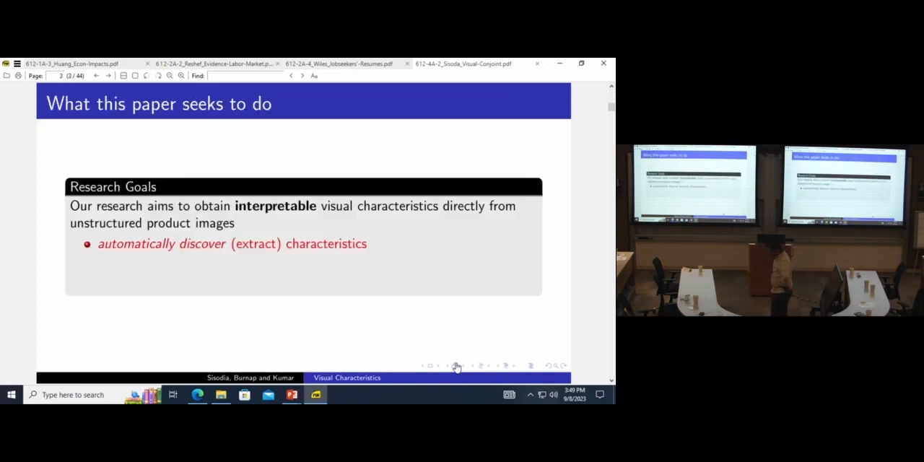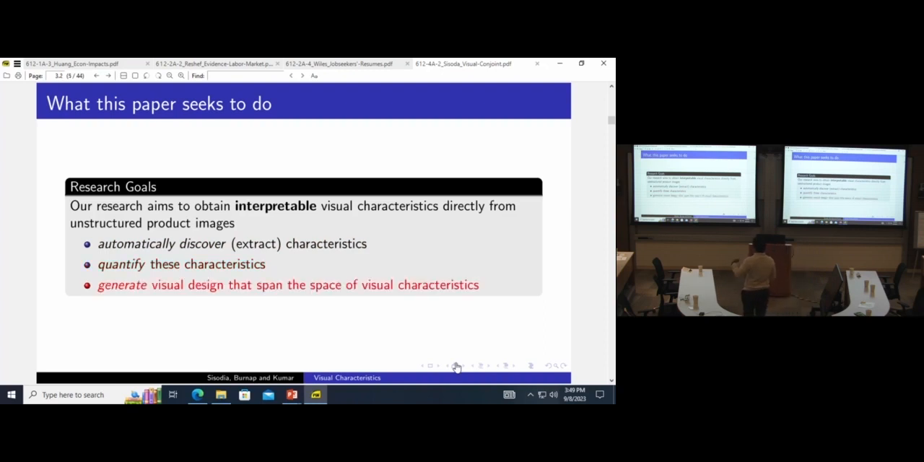So the goals of this project are three. So the first overarching goal is that we want to obtain interpretable visual characteristics directly from images. We want to do it in an automated fashion. Second, we want to quantify all of these characteristics. And third, we want to then generate visual designs that span the space of visual characteristics.